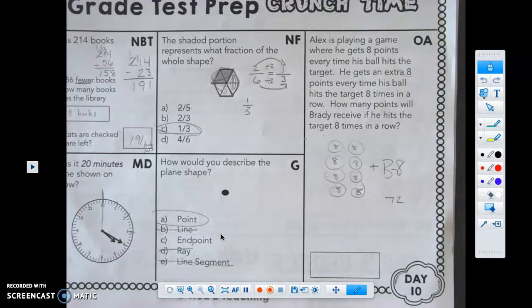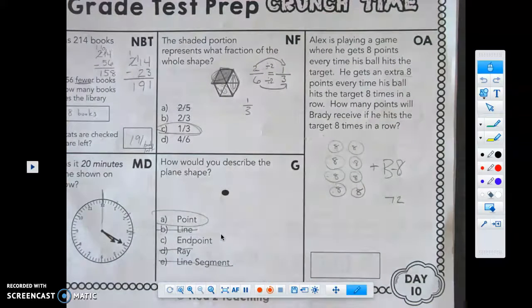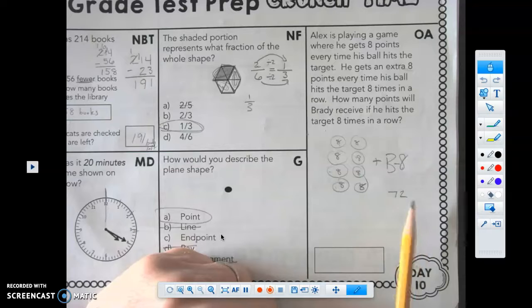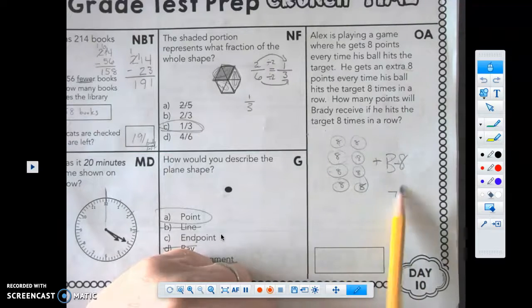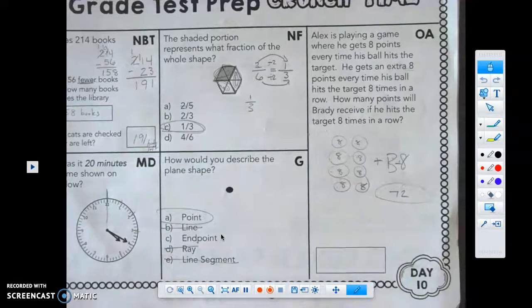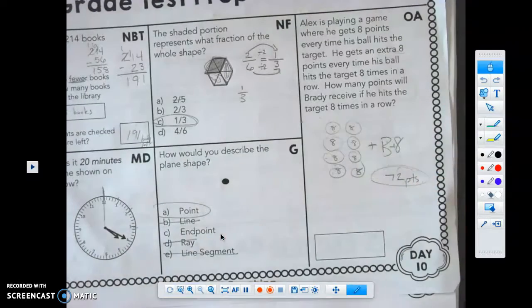All right. Now, is it possible for him to score a 64 with 8 times to hit the target? He's got 8 chances? No, it is not possible to get a 64 because if he hits it and gets 64, he'd get his bonus. So 72 points.